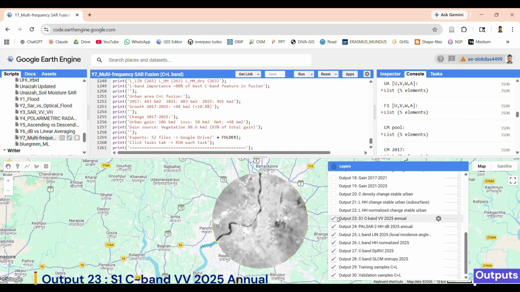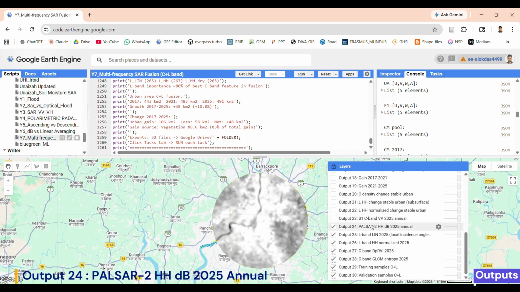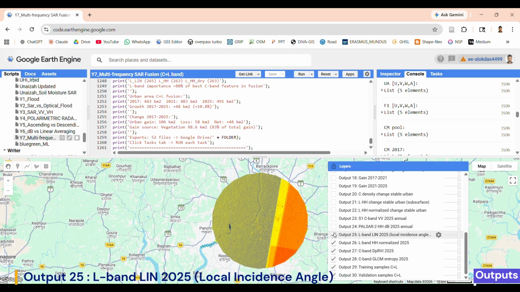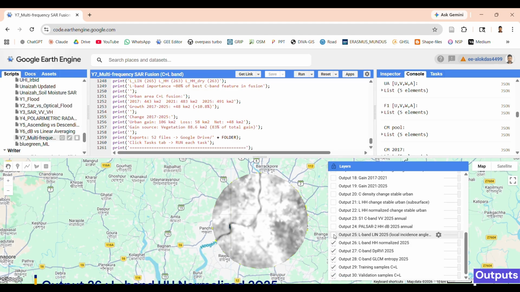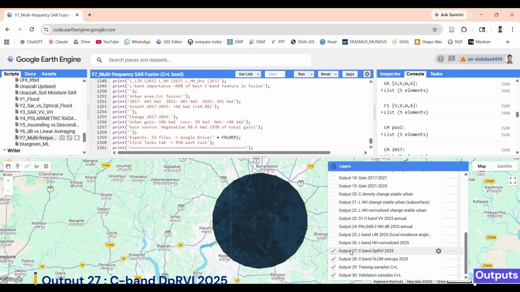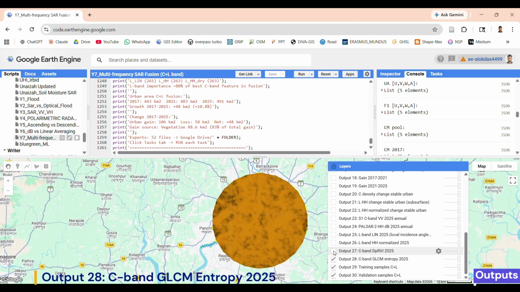Output 23 to output 28 belong to SAR feature visualization. Now moving to output 23, which shows C-band backscatter in grayscale, where white indicates high backscatter and black low. Next, observe output 24, which shows L-band backscatter with similar interpretation. Now coming to output 25, which shows incidence angle using a blue to red gradient. Next, moving to output 26, which shows normalized backscatter in grayscale. Now observe output 27, which shows DPRVI index where higher values appear greener. Finally in this group, output 28 shows entropy, where brighter areas indicate higher texture complexity.